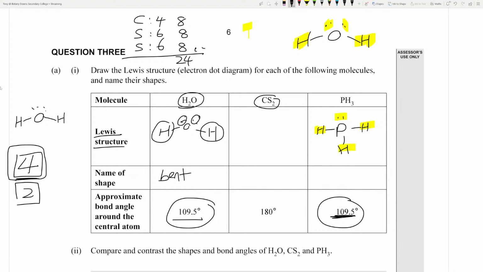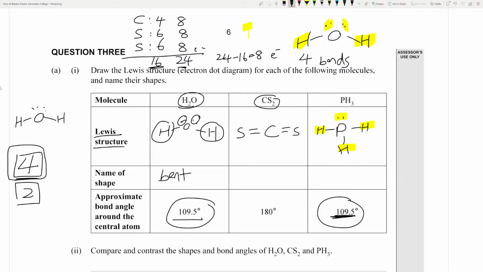You have 24 electrons and they have 16. So you have 16 electrons, but you need 24. 24 minus 16 equals 8. So that means this is 8 bonding electrons. That means you have 4 bonds, 4 lines. So put your carbon in the middle, 4 lines, 1, 2, 3, 4.